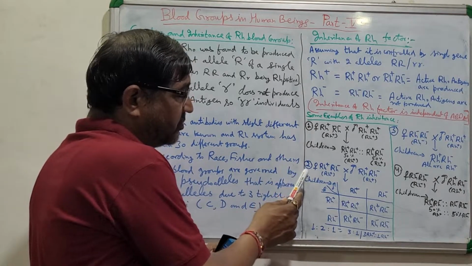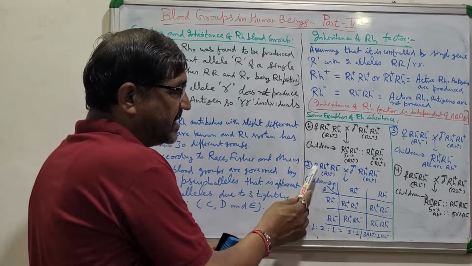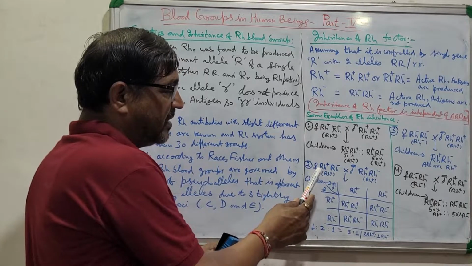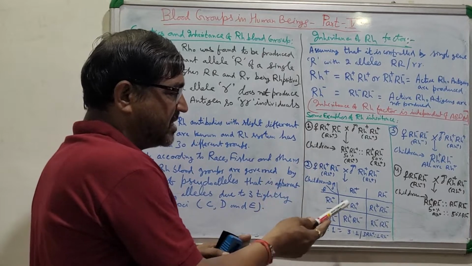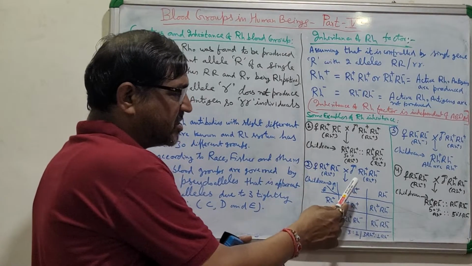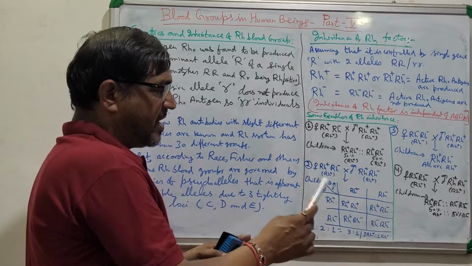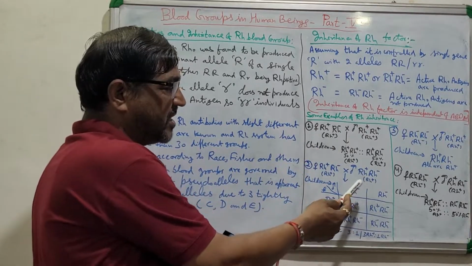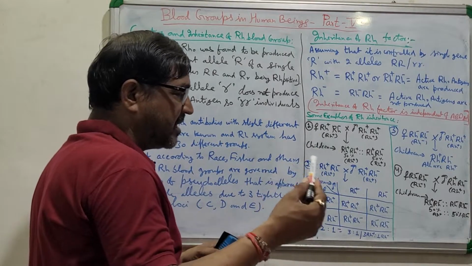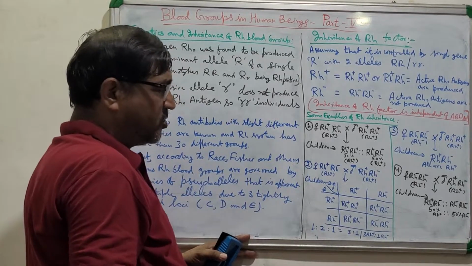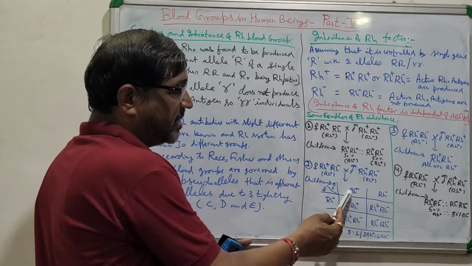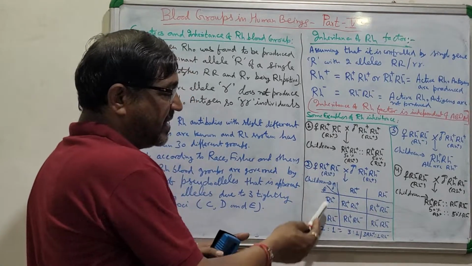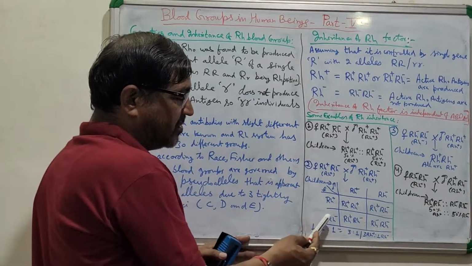In the second case, the female is Rh positive, Rh negative. The phenotype is Rh positive, but the genotype is in heterozygous condition. The male is also Rh positive, but in heterozygous condition, Rh positive, Rh negative. What would be the expectation of the children? The male gametes are formed of two types, Rh positive and Rh negative. The female gametes are also formed of two types, Rh positive, Rh negative.